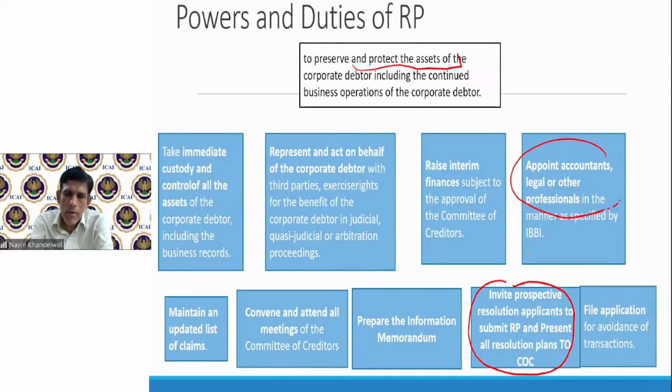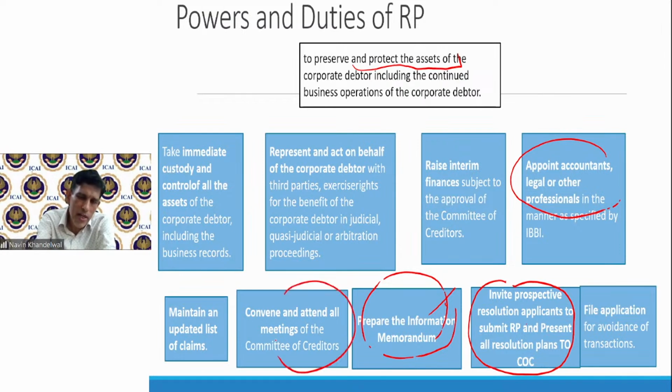And he will prepare certain documents which will be given to the prospective buyers. That document is known as the information memorandum, along with all the details of the corporate debtor. Whatever the prospective buyers want, they will call for all the information. And during this whole process, he can keep on calling and convening all the meetings of the COC. And if during this time period he receives certain claims, he will prepare an updated list of claims.